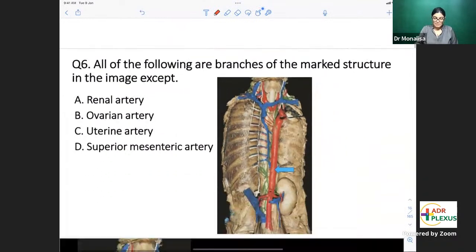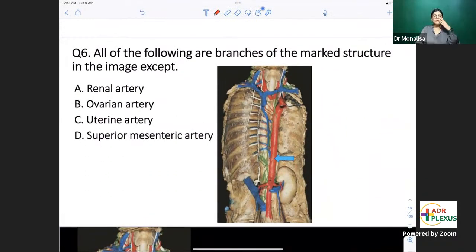That is MCQ number 6. All of the following are branches of the marked structure in the image except. We have A, renal artery, B, ovarian, C, uterine, and D, superior mesenteric artery. Firstly identify that arrow marked area and then tell me the right answer.